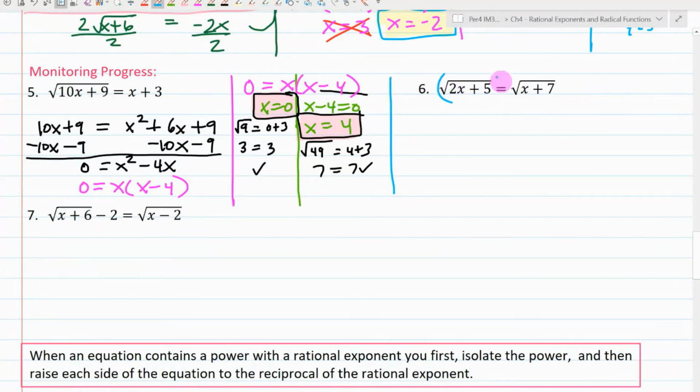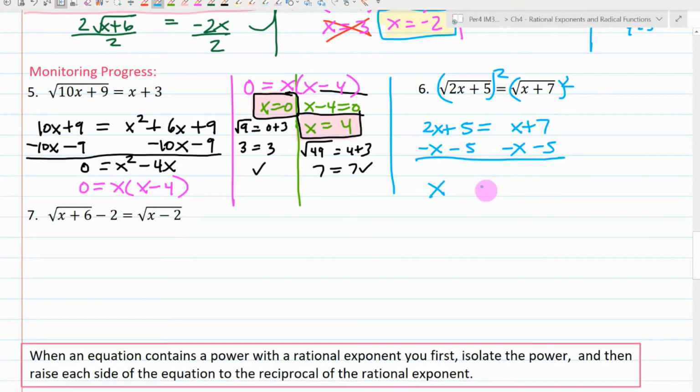For the next one, if you square both sides, you get 2x plus 5 is equal to x plus 7. So then in this case, we don't have to set it equal to 0 because there's no x squared. So subtract x, subtract 5. So you get x on this side and you get 2 on that side. And x equals 2 is your answer. If you plug in a 2, this is 4 plus 5. That's 2 plus 7. Square root of 9 equals the square root of 9. All right.